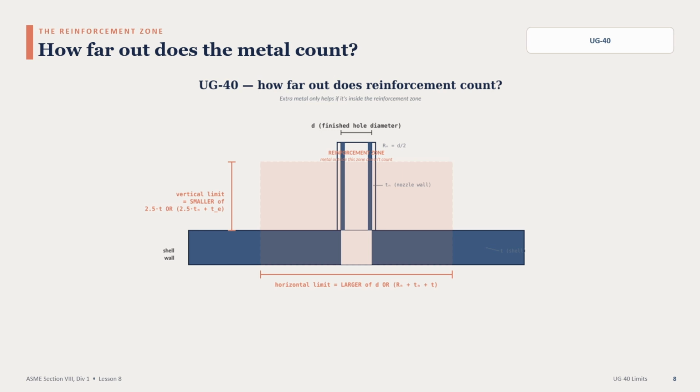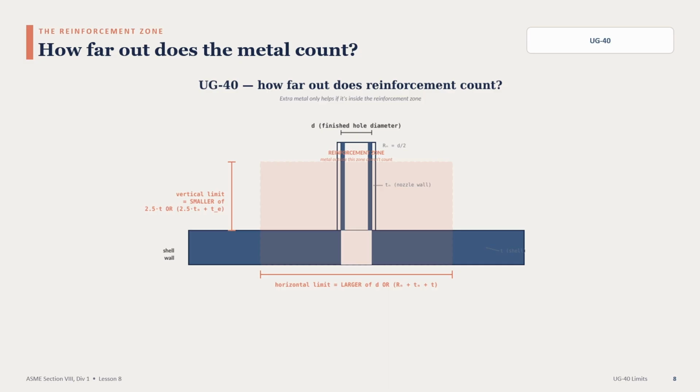See this shaded box around the nozzle. That's the reinforcement zone per UG-40. It's the region where reinforcement actually helps. The code defines its limits mathematically, horizontally, parallel to the shell. The zone extends outward by the larger of the hole diameter d, or the sum of nozzle radius plus nozzle wall thickness plus shell thickness, whichever is bigger.